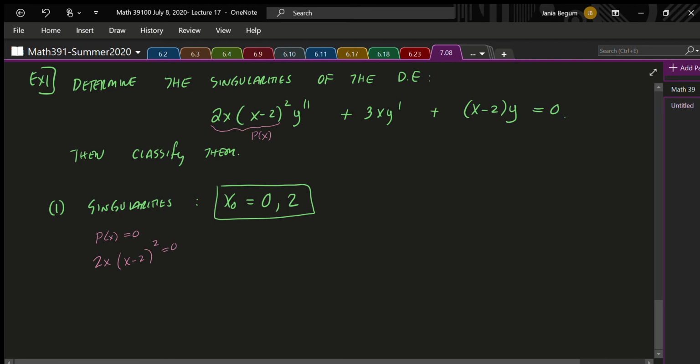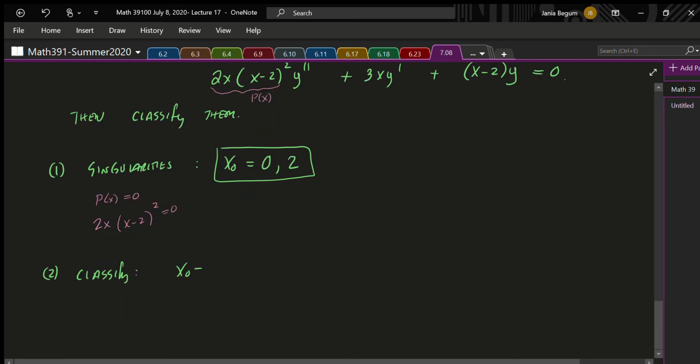Now we're going to classify each one of them. So number 2, let's classify them. Let's classify x naught equal to 0. What kind of singularity is this? We take the limit as x approaches x naught of x minus x naught times q of x over p of x. And then we take another limit as x approaches x naught. So we take 2 limits per singularity. And this will be x minus x naught squared times r of x over p of x.